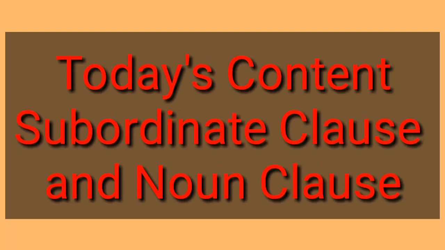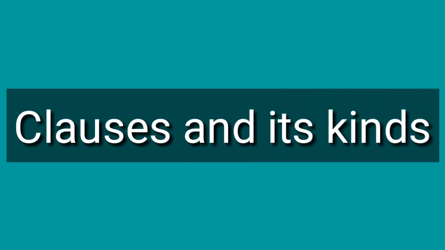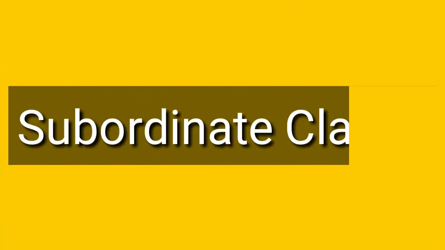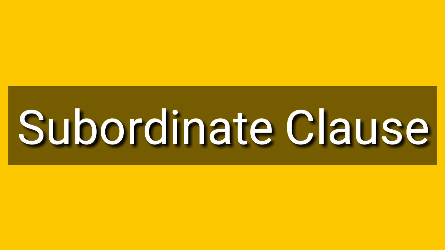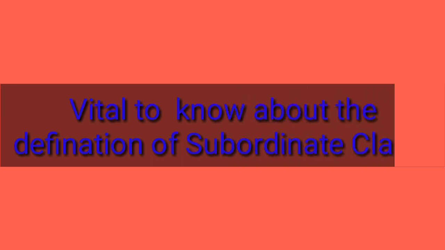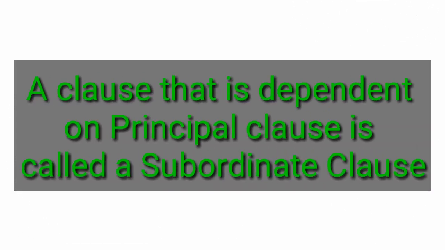Today's content: subordinate clause. After taking the idea about the clauses and their kinds, now we are going to discuss subordinate clause. At first, let us know the definition of subordinate clause. A clause that is dependent on a principal clause is called a subordinate clause or dependent clause.